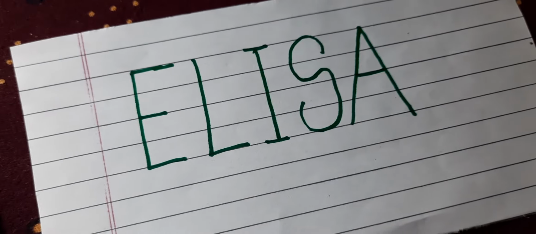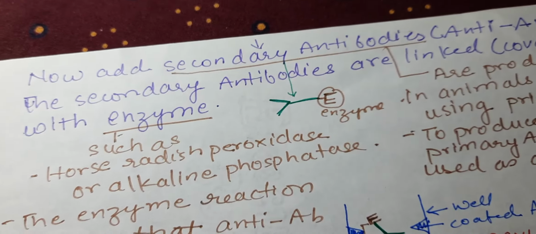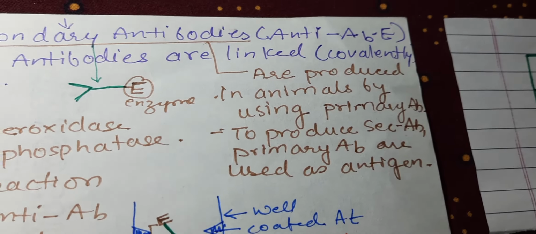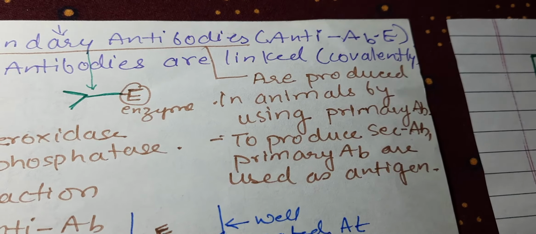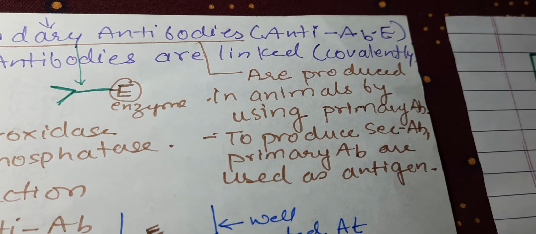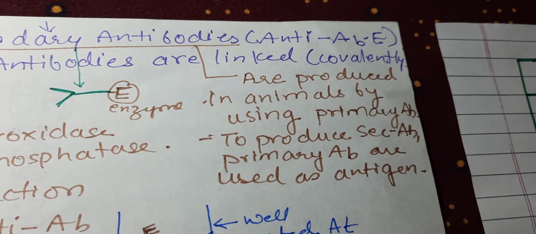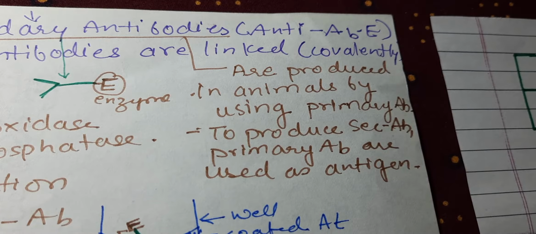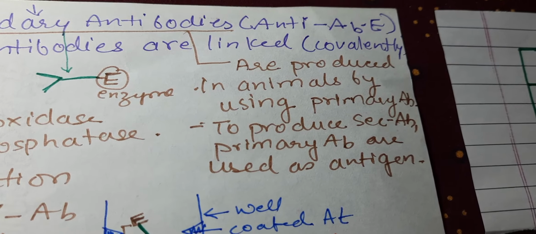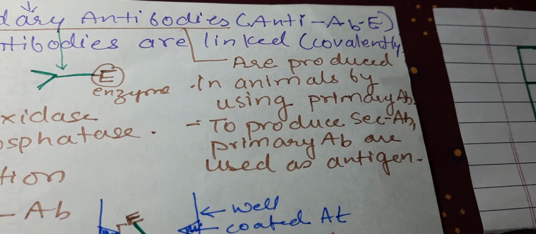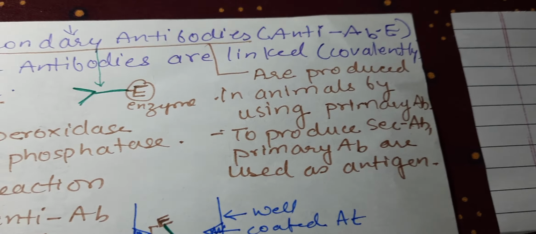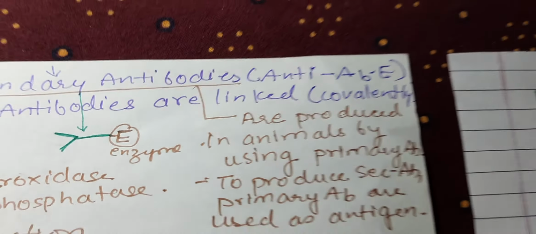Okay, the next step is to add the secondary antibodies. Now what are secondary antibodies? These are the antibodies which are produced against the primary antibodies, that is the antibodies of HIV. They are usually produced in animals, in which the primary antibodies are used as antigen, and against that the antibodies are synthesized. These are called secondary antibodies, or we say anti-antibodies.